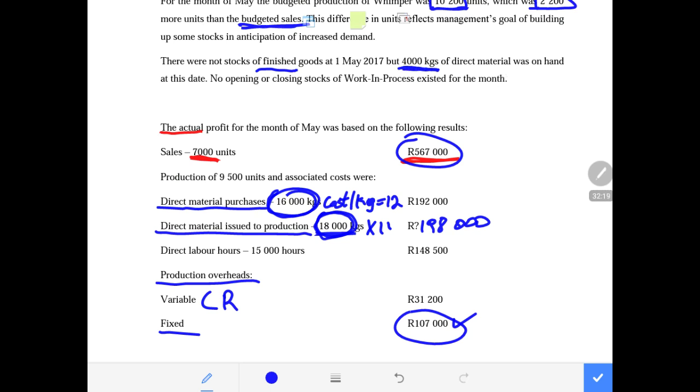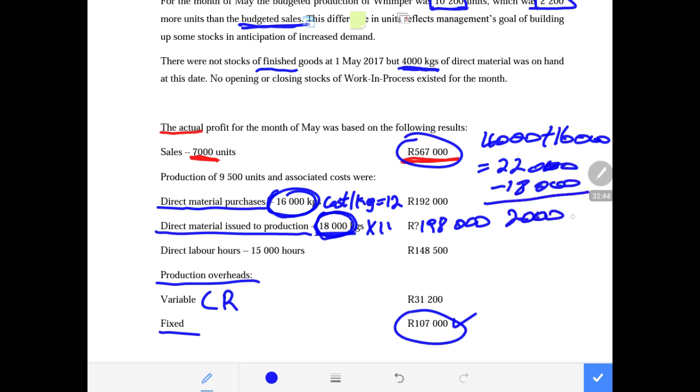So now we did have material that was actually available on hand, meaning our opening of 4,000 plus purchases of 16,000 gives us 22,000 kgs of material that is available. Then we say minus 18,000, and we are left with 2,000, meaning 2,000 becomes the closing inventory of raw material. We'll come to that very quickly. But material that was used or issued to production was 18,000.